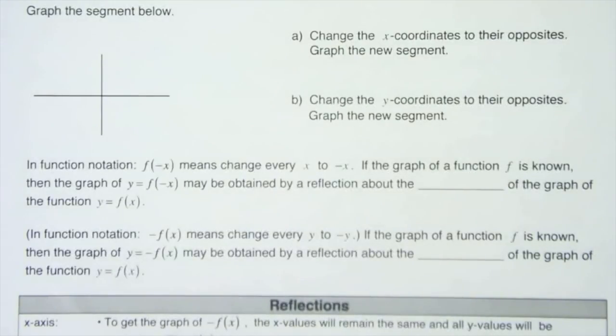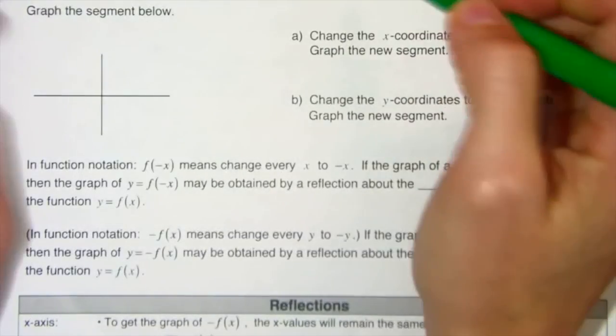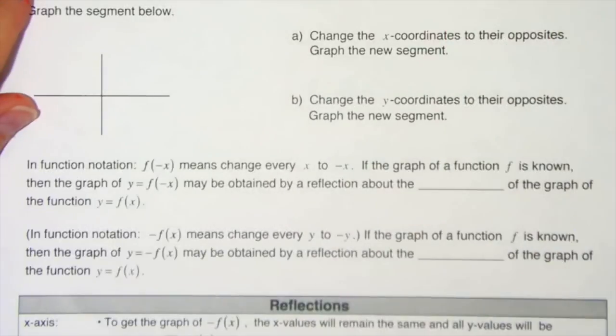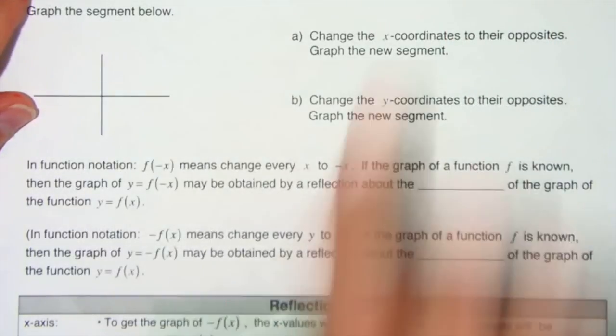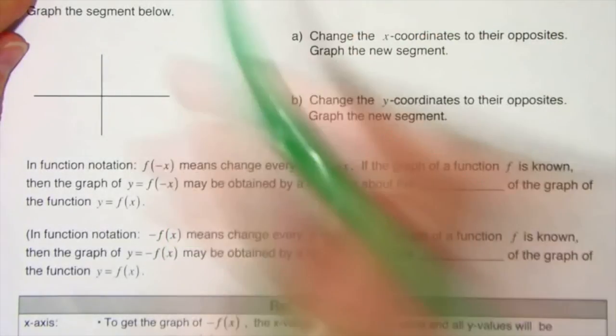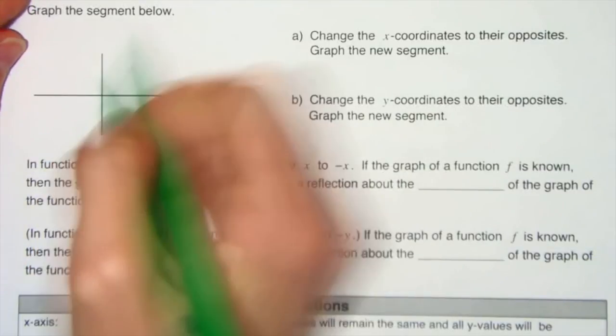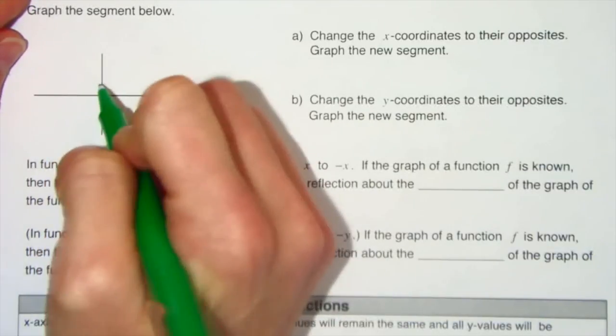All right, what we're going to talk about here is reflections on a graph, what that looks like and how it happens. So we're going to start by plotting these points. Let's do, on our axes, 3 up and down, 3 left and right.